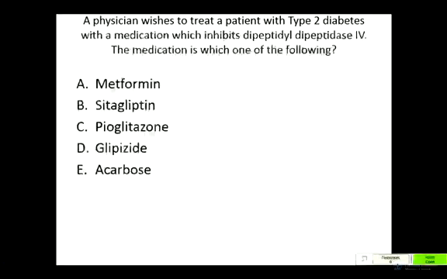So a physician wishes to treat a patient with type 2 diabetes with a medication which inhibits dipeptidyl peptidase 4, DPP4. The medication is which one of the following?